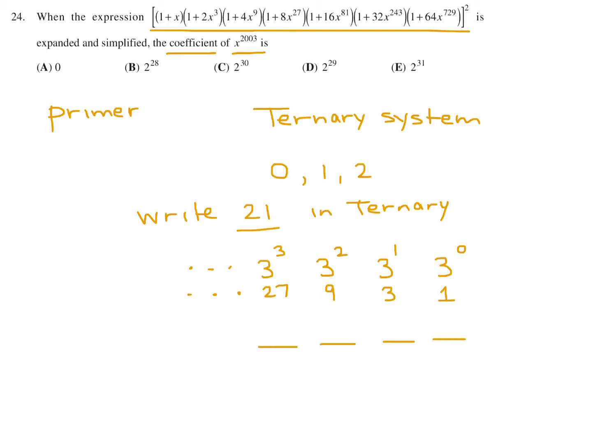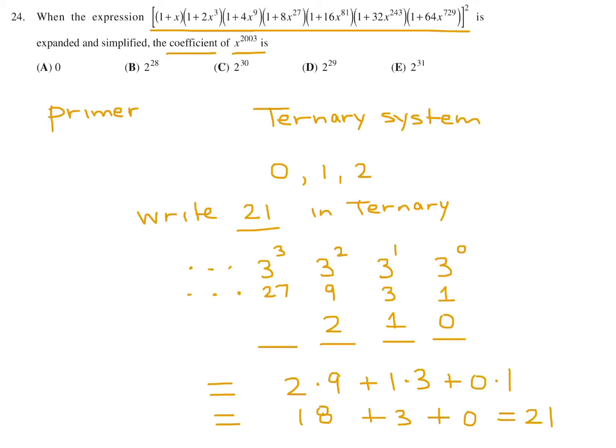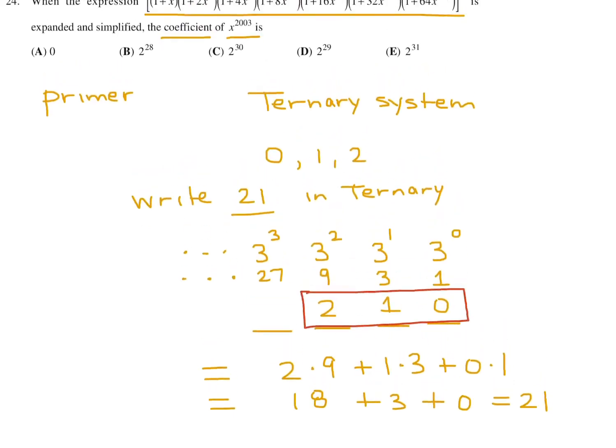So, for example, if I put 2, 1, and 0, what does this equal? It equals 2 times 9 plus 1 times 3 plus 0 times 1. This is equal to 18 plus 3 plus 0, and that is indeed 21. So I wrote 21 in ternary in the following way, 210. All right, so does that make sense? I know if you're new to this, it might be a little confusing.